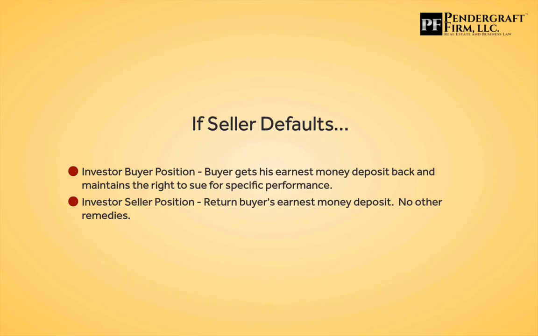If a seller defaults, as if you are the buyer, the investor buyer position is you want your earnest money deposit back and you want to maintain the right to sue for a specific performance. On the other hand, if you are the seller and you default, you want the default clause to be that you just return the buyer's earnest money deposit and no other remedies.